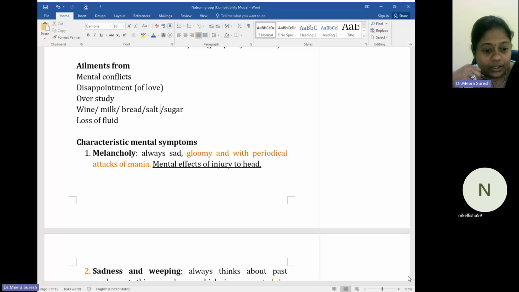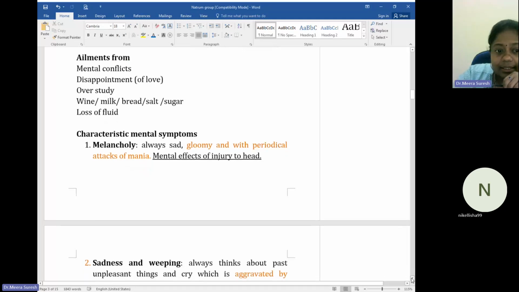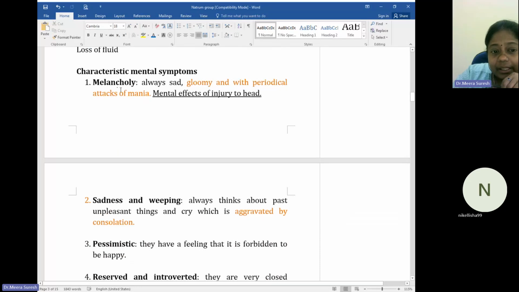Then the mental symptoms. When we go through the mental symptoms, you'll see that most of them are somehow related to melancholy, sadness, etc. So melancholy, they are very sad, gloomy, with periodical attacks of mania. So something like OCD, not OCD. Natrum group are mainly OCD, but this is not OCD. It is bipolar, BPD. So they will be sad and gloomy with periodical attacks of mania.